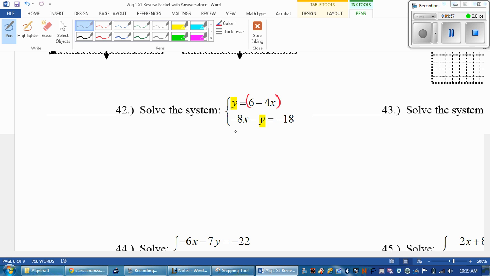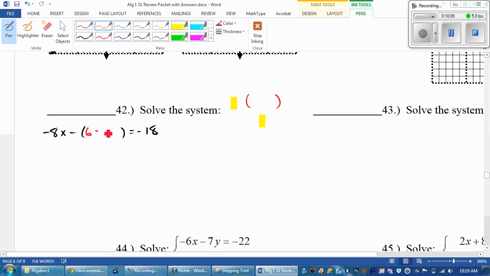So the bottom equation, the negative 8x minus y, that's what we're going to plug into, equals negative 18. And then I'm going to plug in the 6 minus 4x. Now, I need to distribute this negative sign inside. So we have negative 8x minus 6. A negative times a negative makes it a positive 4x equals negative 18.